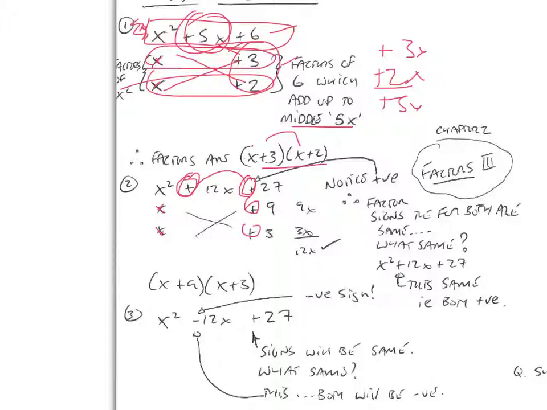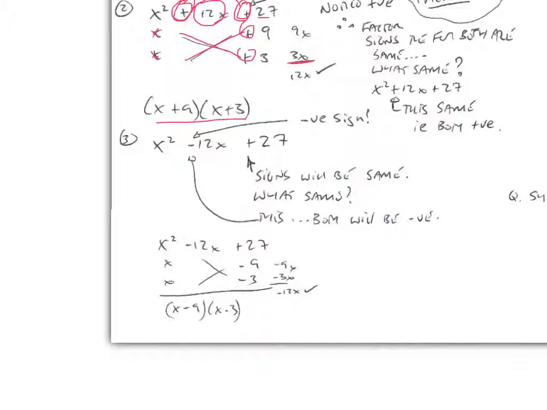Okay? So now, let's see, how do we make 12 out of the factors of 27? Well, 3 nines is 27, and 3 plus 9 is 12. So we'll try that. X by 3 is 3x, 9x and 3x is 12x. That's correct. They're the factors.